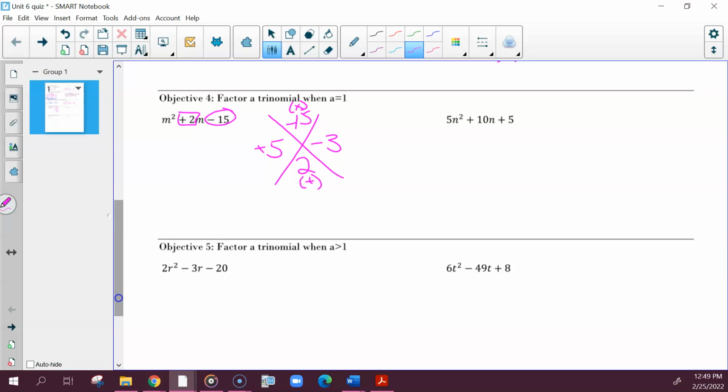If it's in the format m or whatever variable squared, where there's nothing in front of the m squared or whatever the variable is, you're going to have 2 factors. The very first term is going to be whatever the variable is, so m. Then you're going to take this factor and put it in 1, and this factor and put it in the other. M plus 5, m minus 3. Do we have questions or confusion on how we got that?